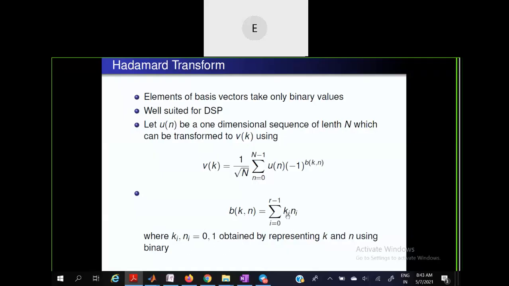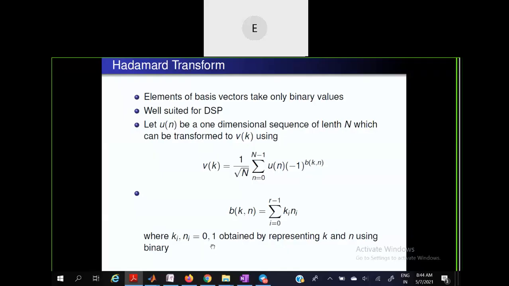So when I multiply them and add them, this b of kn will be either odd or even. For example, if both of them are 1 and 1, then it is 1 into 1, so the sum will be equal to 1. So either I'll get an odd value here or an even value. Minus 1 to the power of an even value means I'll get positive. Minus 1 to the power of an odd value means I'll get negative. So what you notice here is, except this constant, I will get something like u of n into minus 1 depending on the value of kn. So it will be something like u of 0 plus u of 1 minus u of 2 minus u of 3, which means I'll have only plus 1 or minus 1 as the entries.